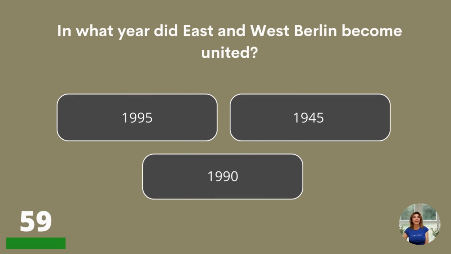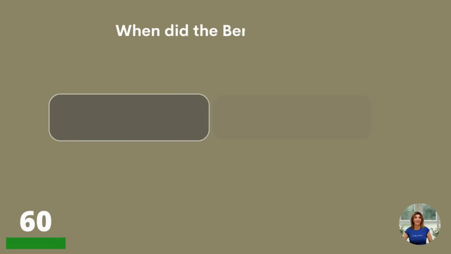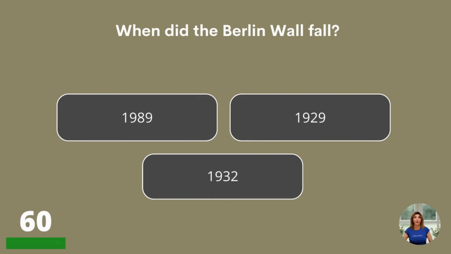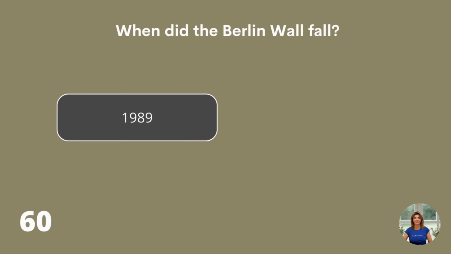In what year did East and West Berlin become united? 1995, 1945, or 1990? 1990. And we are at question 60. When did the Berlin Wall fall? 1989, 1929, or 1932? 1989.